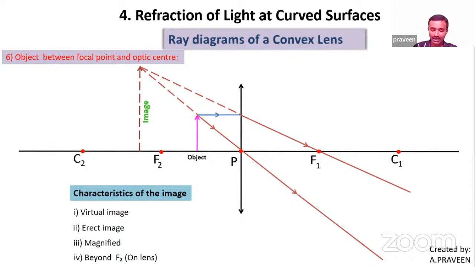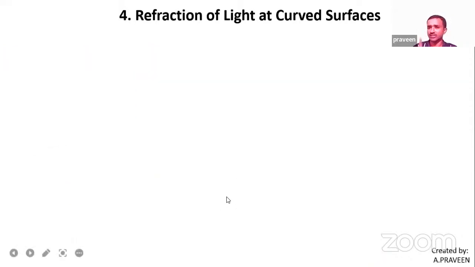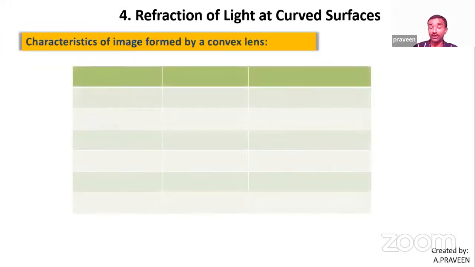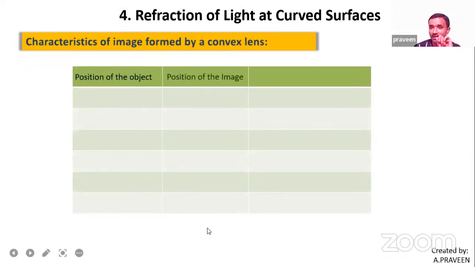Then we'll go for another. What are concave lens ray diagrams? I'll explain only one diagram. But before that, one more topic I forgot. We are generalizing the characteristics of the image in a table, by observing all the ray diagrams at a time. So from that, we simply write the position of the object and the position of the image. Then whether it is a real image or virtual image, then diminished or enlarged. That characteristics we can note down.